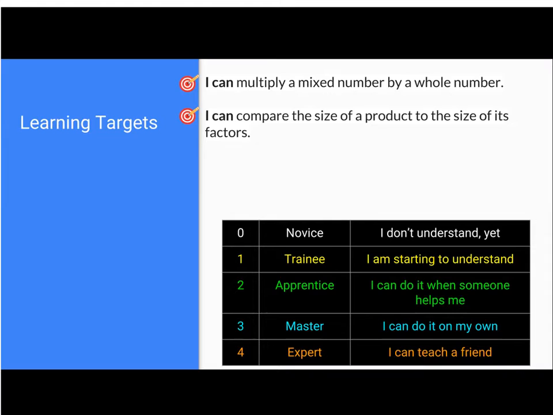Our second learning target says, I can compare the size of a product to the size of its factors. So remember here, product means the answer to a multiplication problem. The factors are the numbers that we multiply together to get the product.